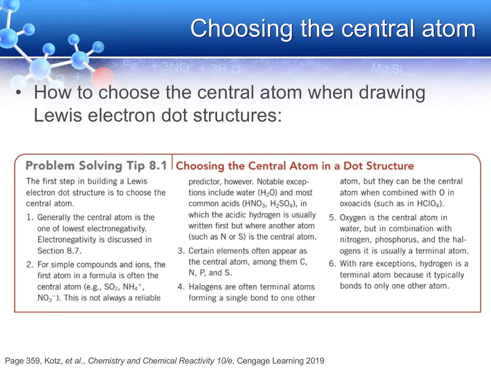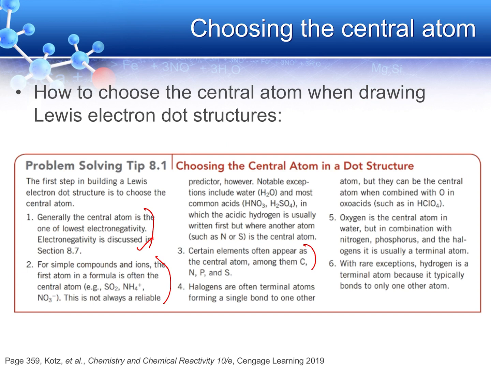So in terms of trying to figure out what the central atom is, our book authors give us some tips. So again, we're going to use the one with the lowest electronegativity. For simple compounds and ions, it's often the first atom in the formula. Certain elements appear often as central elements, like carbon, nitrogen, phosphorus, and sulfur.